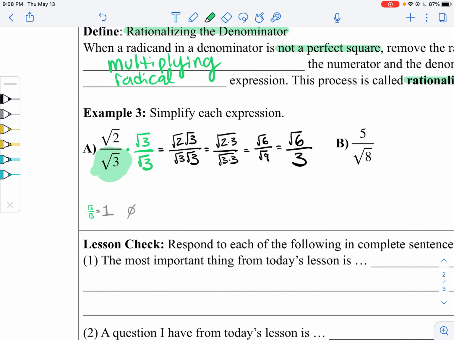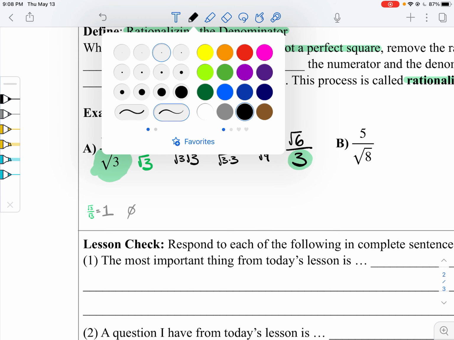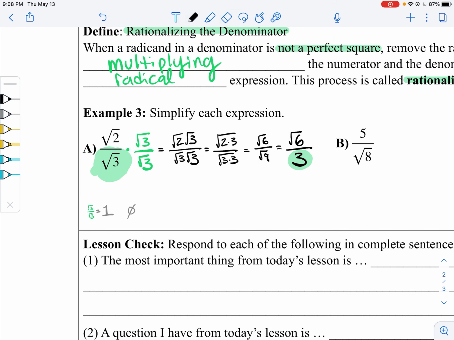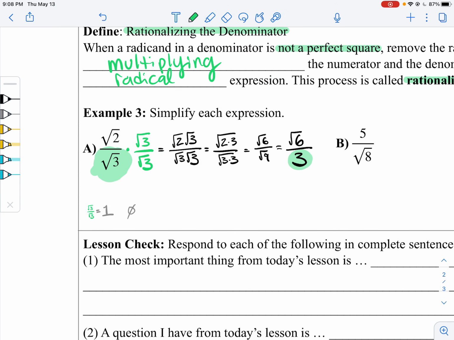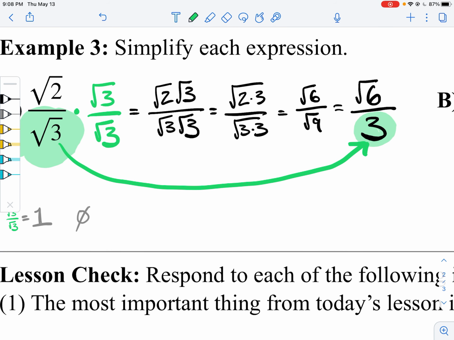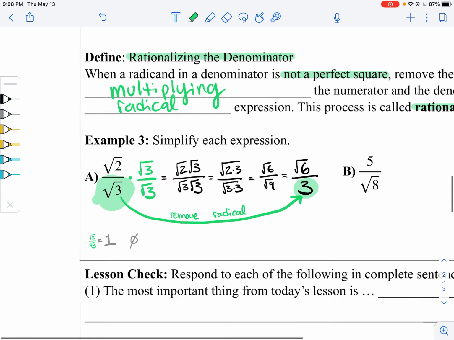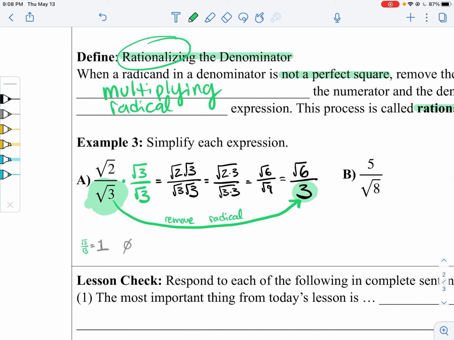But check it out. All we did to get from this denominator to this denominator is we removed the radical, and that's what you will do every time. That's how rationalizing works. You're making this a rational number. You're just removing the radical symbol. So isn't that cool? That's really cool.